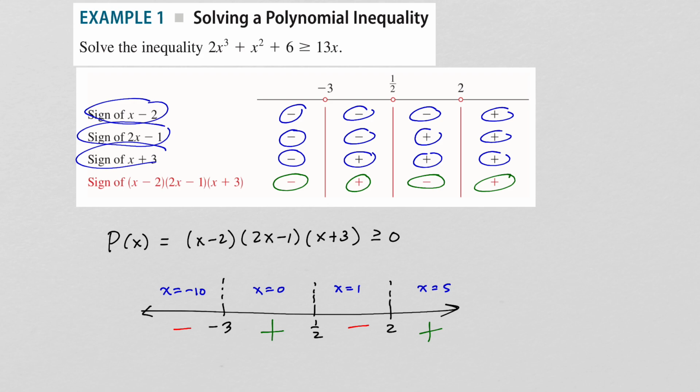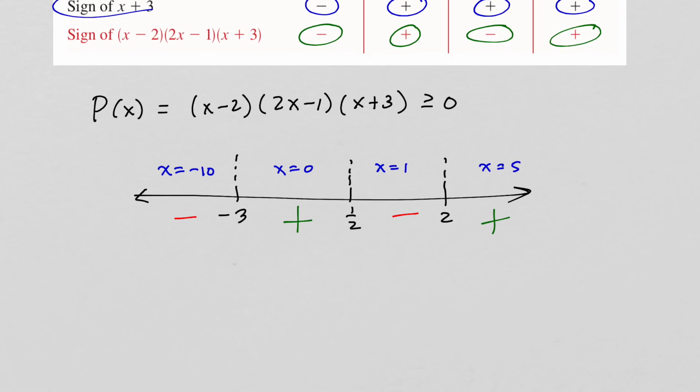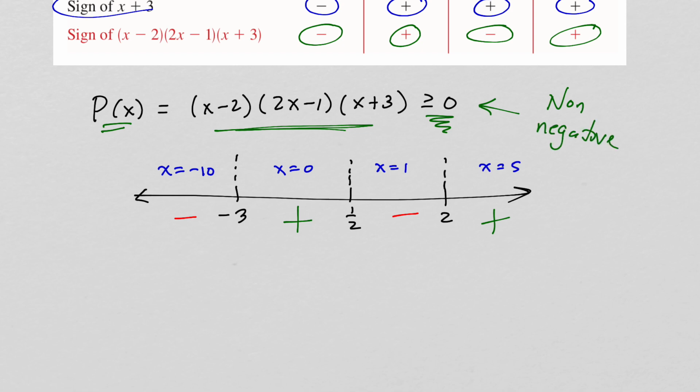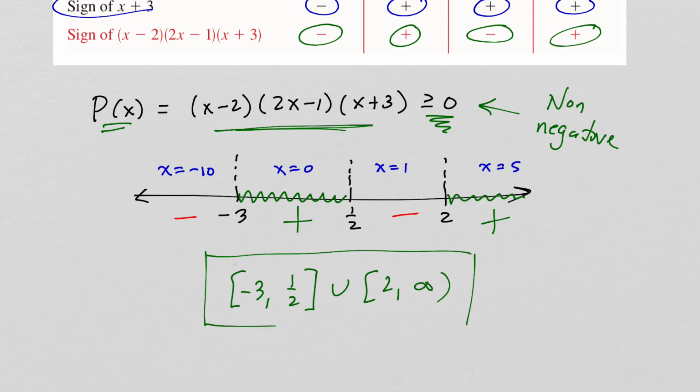And so what's our solution? Well, remember, we want p of x, which is this polynomial, to be greater than or equal to 0. Greater than or equal to 0 means non-negative. So which intervals is it going to be non-negative? Well, that's going to be the intervals where the polynomial is positive, right? And so it's going to be all the values from -3 up to positive 1/2, union all the values from 2 to infinity.